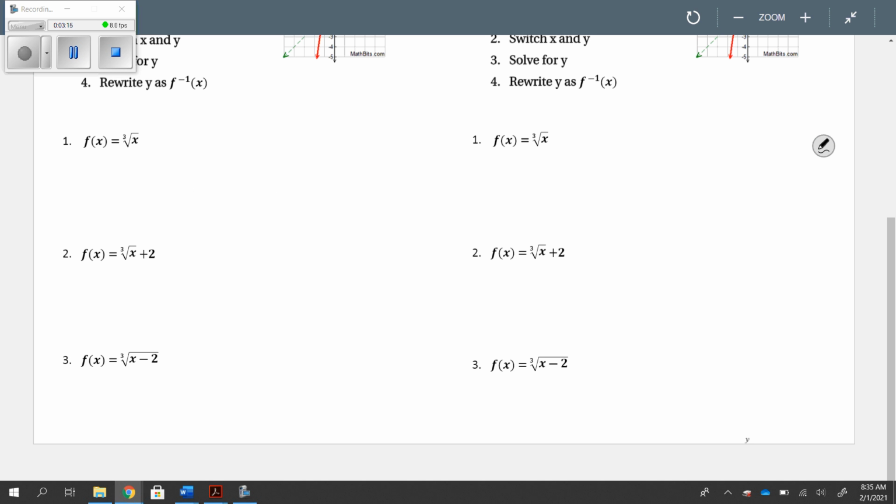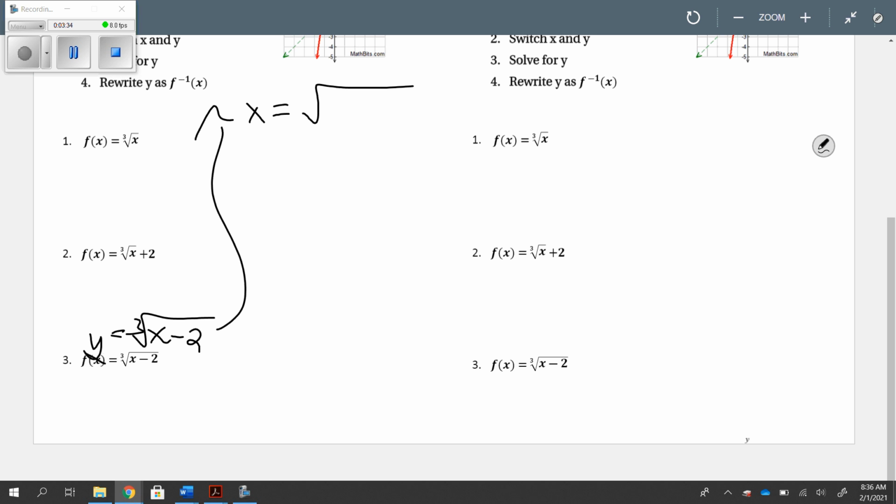Our last one, the cube root of x minus 2. It's all under the cube root sign. So let's see what we're going to do. Switch this with y equals the cube root of x minus 2. So again, I'm going to write it up here. Switch x and y. So x equals the cube root of y minus 2.